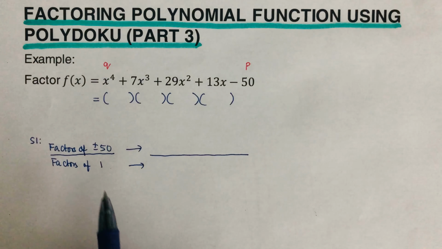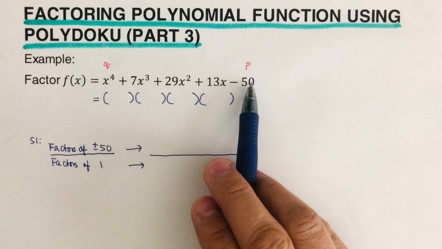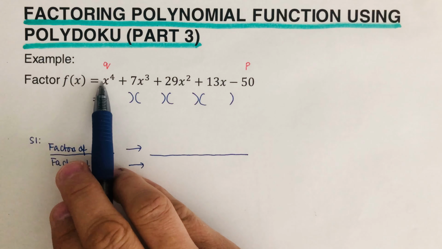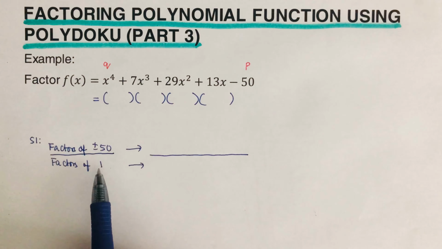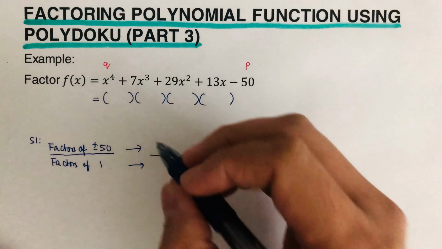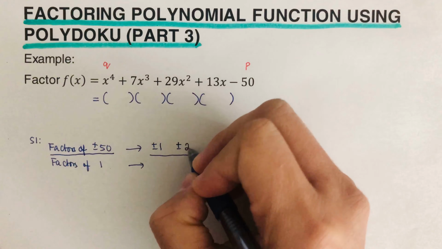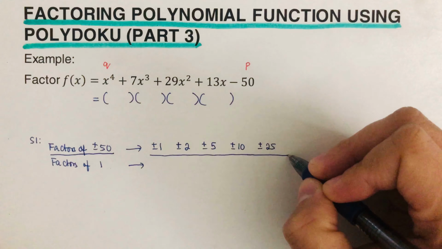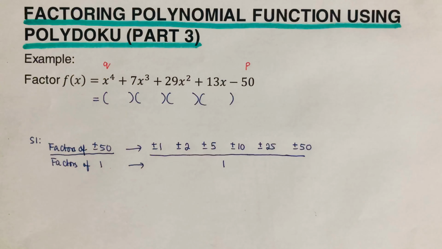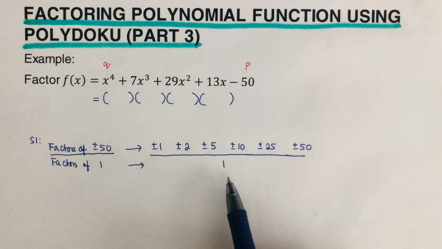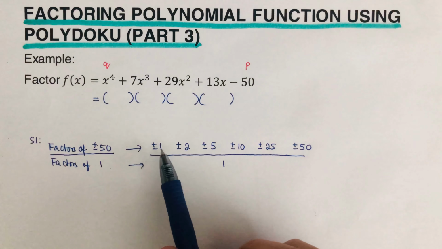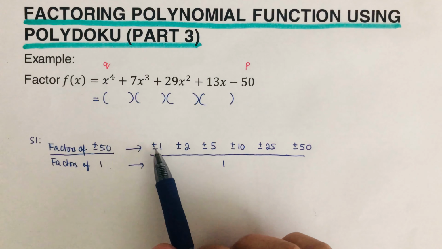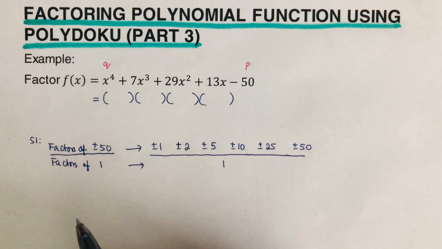So I've set it up. We're supposed to determine the factors of P, which is 50, and the factors of Q, which is the invisible 1 right there, which I put here in the denominator. So then let's determine the factors of 50. Since our denominator here is 1, we can conclude that the possible roots for this function are the ones in the numerator. So I can go ahead and write that up here.